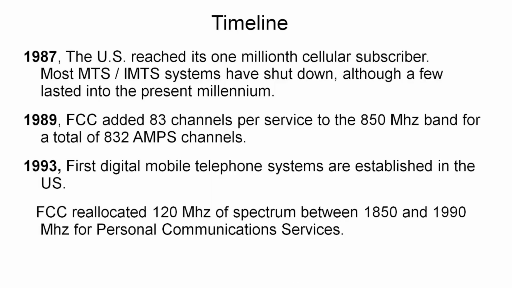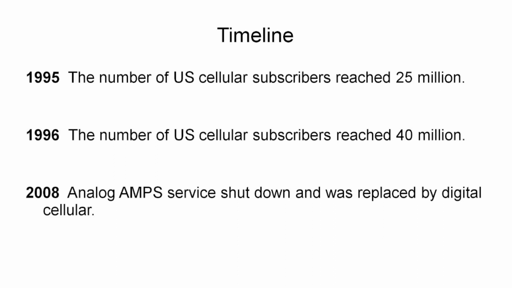1987, the U.S. reaches its 1 millionth cellular subscriber. Most mobile telephone or manual telephone and IMTS systems have shut down, although a few lasted into the present millennium. 1989, the FCC added 83 channels per service to the 850 megahertz band for a total now of 832 AMPS channels. 1993, the first digital mobile telephone systems are established in the U.S. And the FCC reallocated 120 megahertz of spectrum between 1850 and 1990 megahertz for the personal communication services. 1995, the number of U.S. cellular subscribers reaches 25 million.